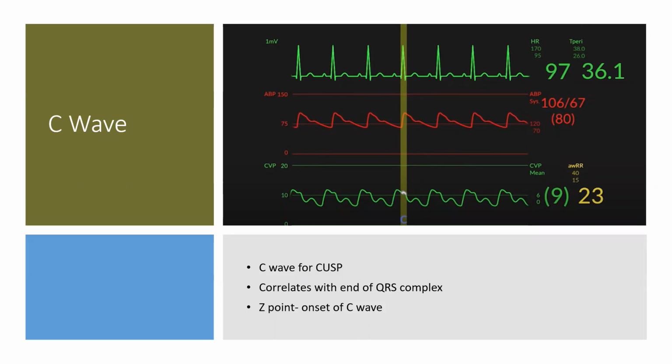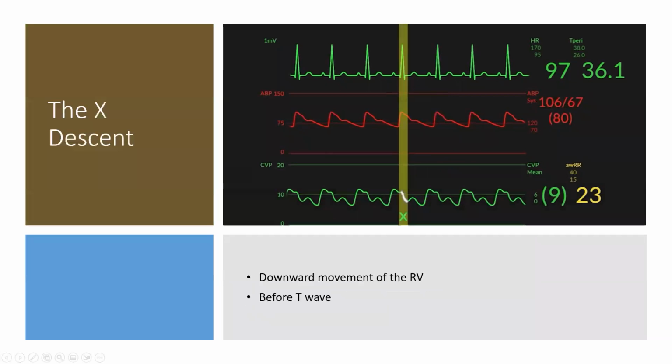All right, so how do you measure the A wave? The A wave corresponds to the PR interval. How do you measure the C wave? The measurement of the C wave is going to be reflected by the QRS complex. Okay, so if you look at the QRS complex and go down like this, then you say this is the C wave. And the next wave is going to be the X descent.